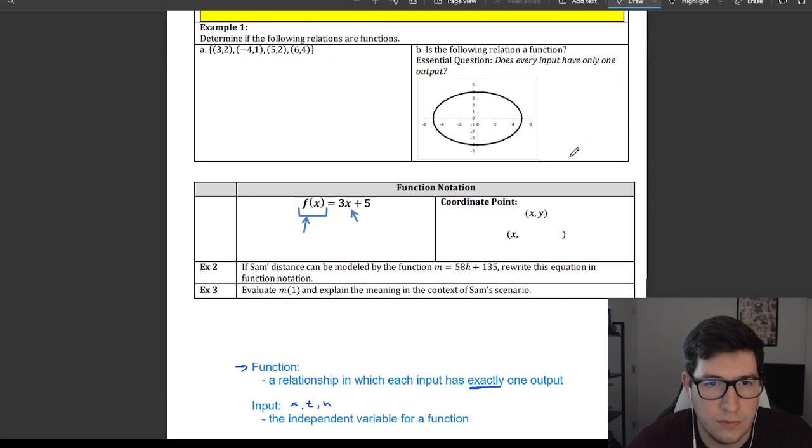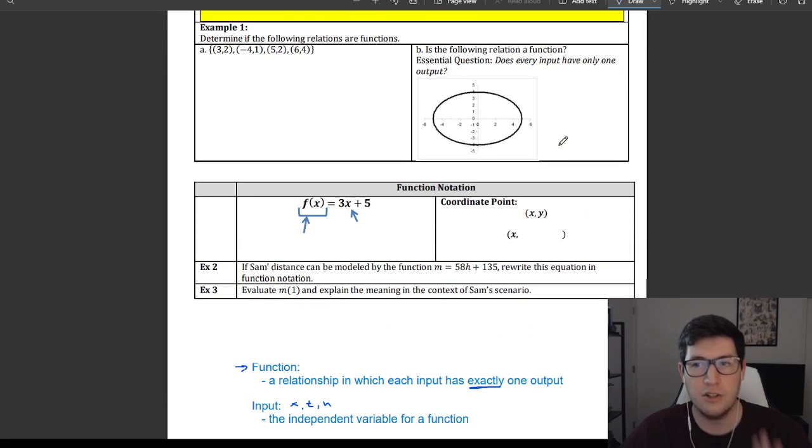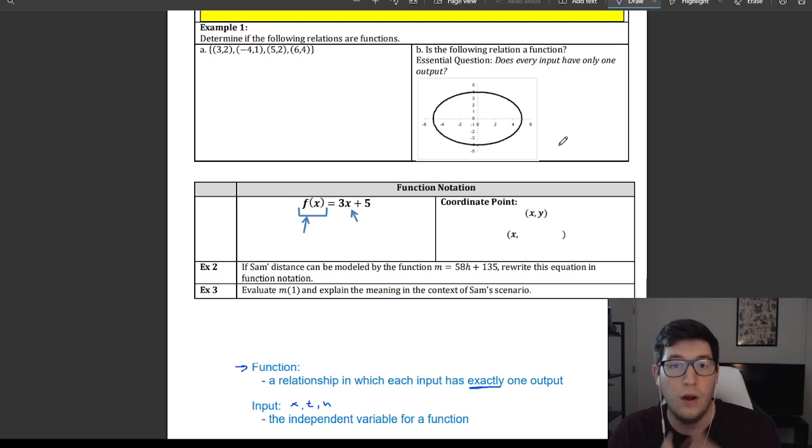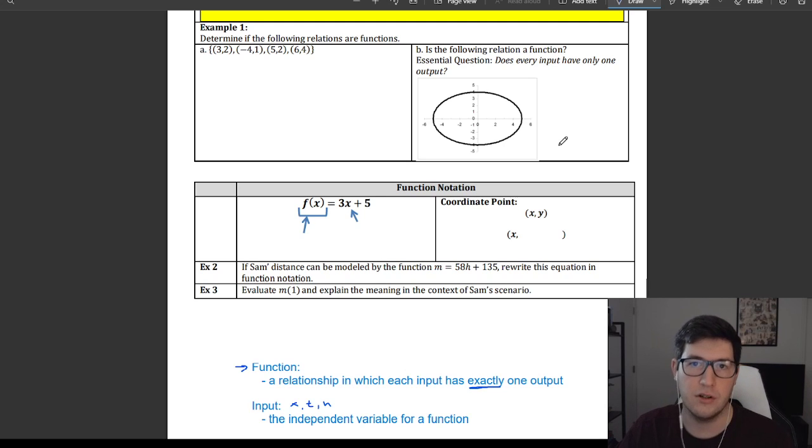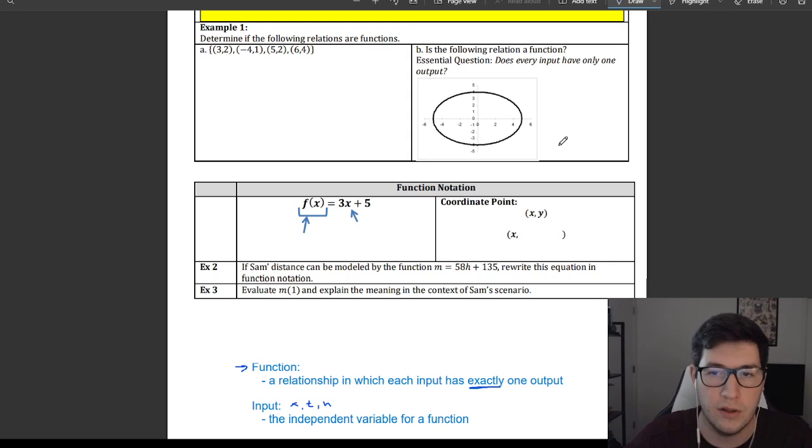Okay, so today we're going to be looking at what makes a function. How do we define a function? One of the easiest things to see is what doesn't make something a function, because a function has clearly a set of rules, as we just established, where it's a relationship in which each input has exactly one output. So in order to see if something is going to be a function, like in example 1, we need to see if it violates those rules.